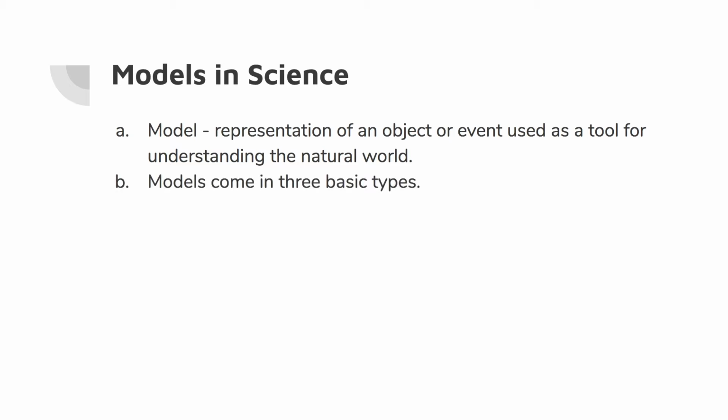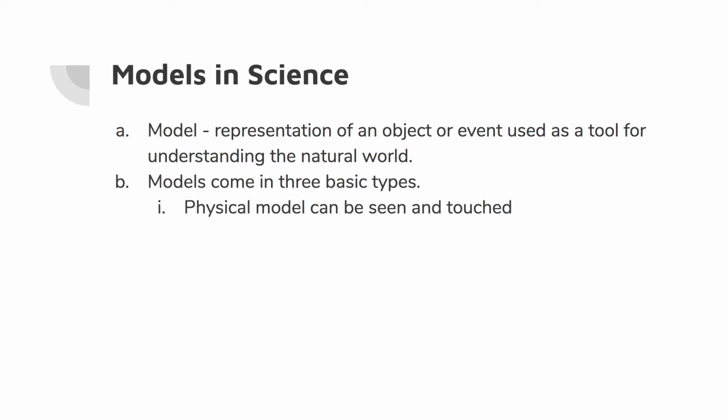There are three basic types of models. Page 22, types of models. Most models fall into three basic types: physical models, computer models, and idea models. Depending on the reason that a model is needed, scientists can choose to use one or more than one type of model. Physical models. Models that you can see and touch are called physical models.